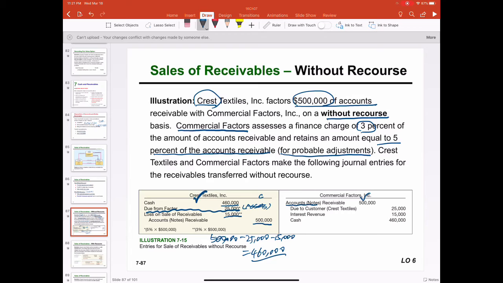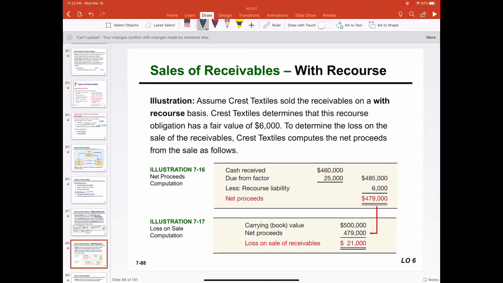$400 will be received as an asset, and the seller pays cash to the firm and recognizes interest revenue, which is a loss of the seller. And $25 again, this is a liability. Okay, so a liability to the seller of the receivables. So this maybe will adjust, depending on the change of the future accounts receivable. So that is an example of without recourse.